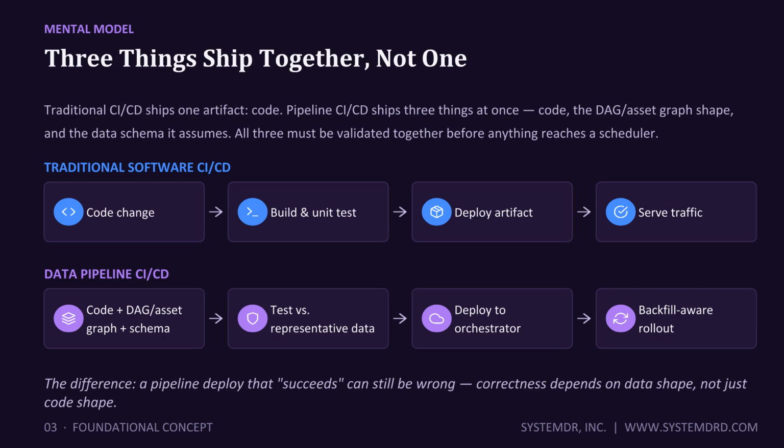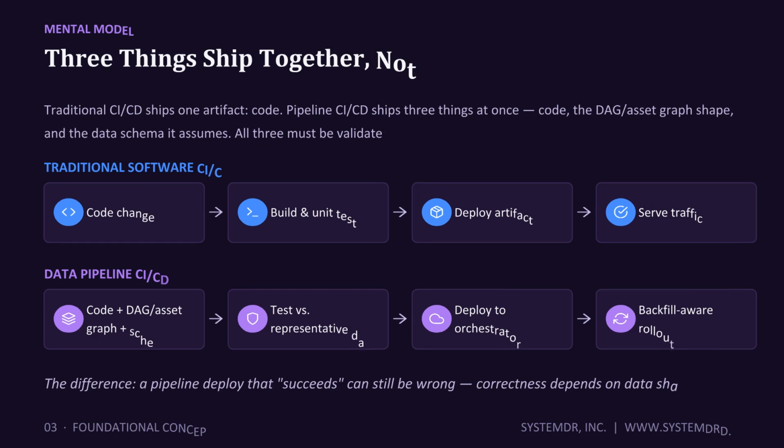Here's the line I want you to remember. A pipeline deploy that succeeds can still be wrong. Correctness depends on the shape of the data, not just the shape of the code. Keep that in mind because everything else in this talk is really just tooling built to make that distinction visible before it costs you anything.